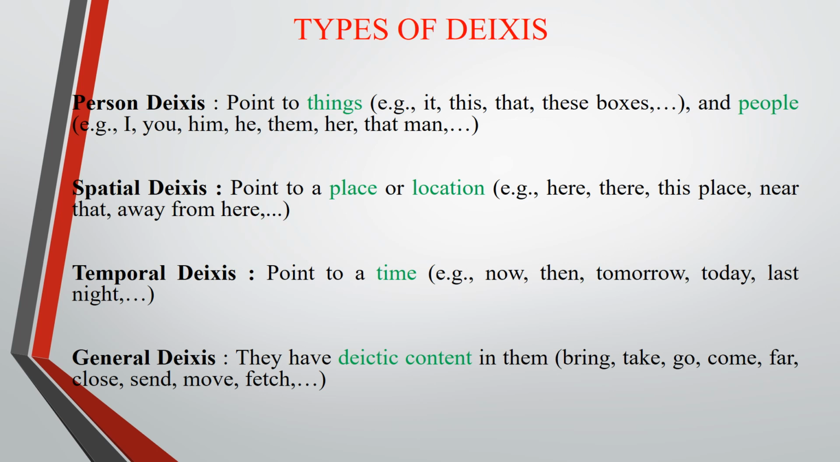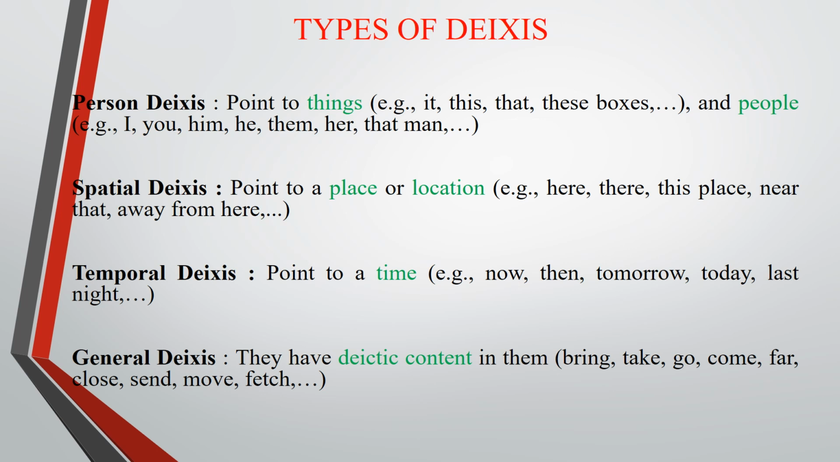Temporal deixis is the 3rd type. They point to time. For example, now, then, tomorrow, today, last night, yesterday, after 2 hours. General deixis have deictic content in them. For example, bring, take, go, come, far, close, send, move, fetch. You can understand the meanings of these words by their relationship to the speaker.